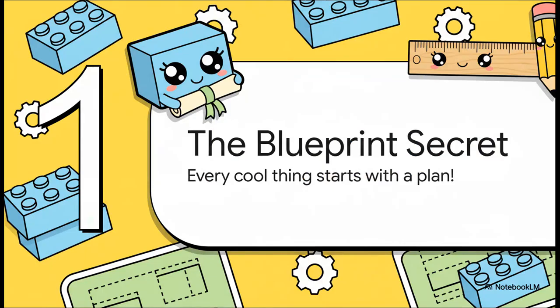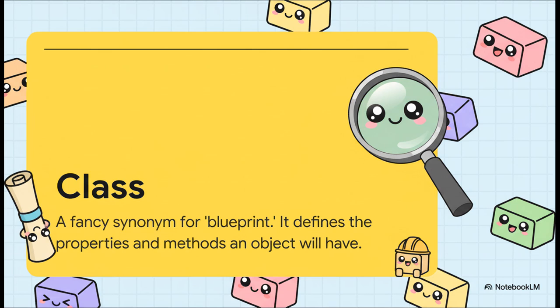All right, so where do we even begin? Well, it all starts with a secret that every Roblox developer knows. Every single cool thing you see in a game, from a little treasure chest to a giant spaceship, starts with a plan. Think of it like a blueprint. In the world of coding, they have a fancy word for this blueprint. They call it a class. Just think of it as the master plan. It's not the actual house itself. Nope. It's the super detailed drawing that shows you exactly how to build it. You know, where the walls go, where the door is, all that important stuff.